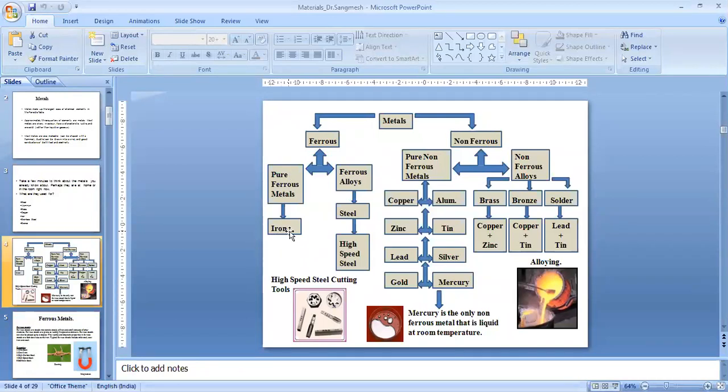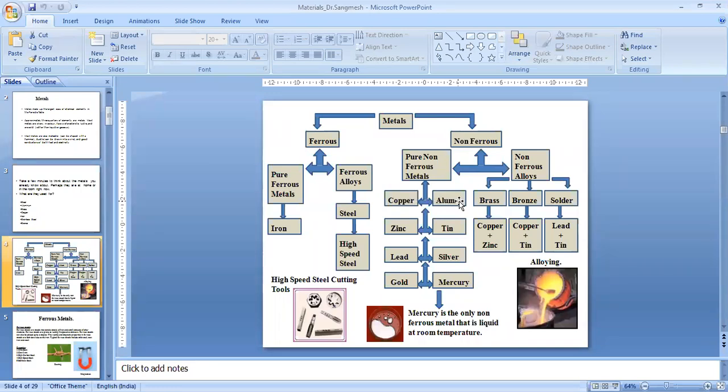That is what I was speaking about actually: pig iron, wrought iron, and different types of iron are all pure ferrous material. The ferrous alloy can also be steel, high speed steel. In this the carbon content is going to vary. So these are the ferrous materials. And non-ferrous, we have pure non-ferrous metals and non-ferrous alloys. Copper and aluminum are going to be the non-ferrous materials.